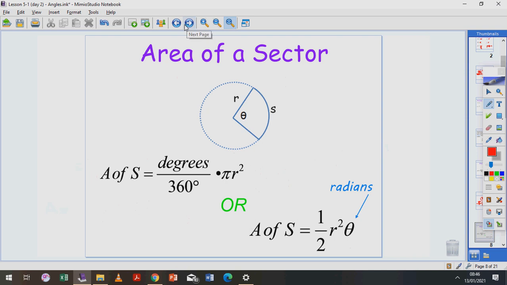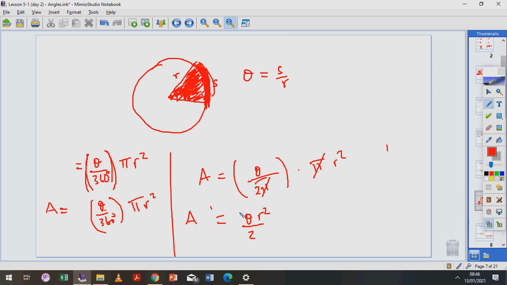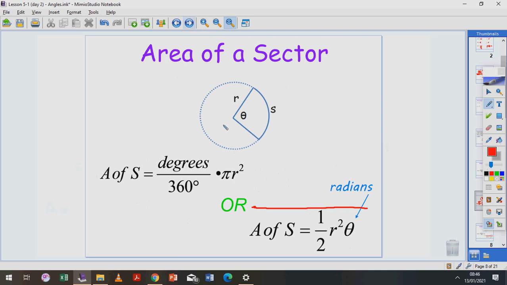Going forward, we by the way did this in 9th grade. Half r squared. Before I just wrote it like this, but it's the same thing. This one is confusing. It's the same thing. Half r squared theta, or half theta r squared.